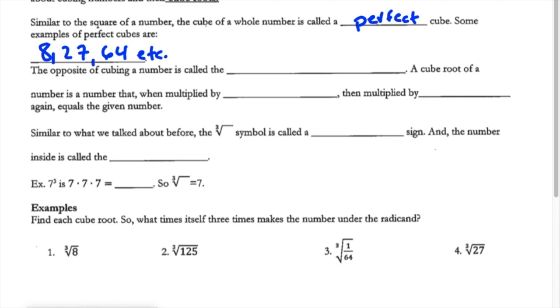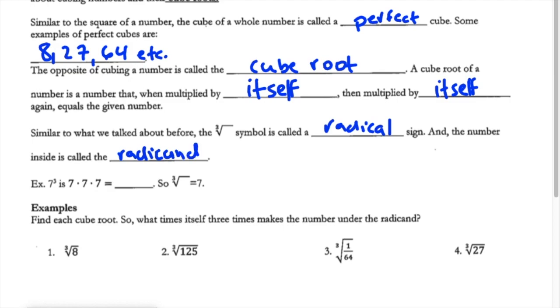So the opposite of cubing a number is called the cube root. A cube root of a number is a number that when multiplied by itself, and then multiplied by itself again, equals the given number. Similar to what we talked about before, the cube root symbol is still called the radical sign, and the number inside is called the radicand.